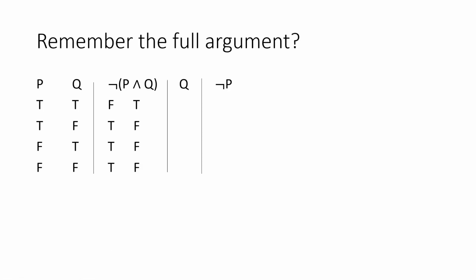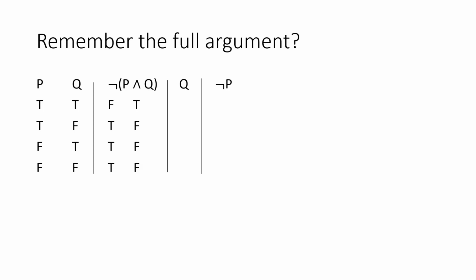The next row flips false to true, and the final row flips false to true. Now, we could do this mechanically just by taking the T and flipping it to F, because that's how negation works, or we could think our way through it each time. Remember the full argument? Let's try and put that on the table.